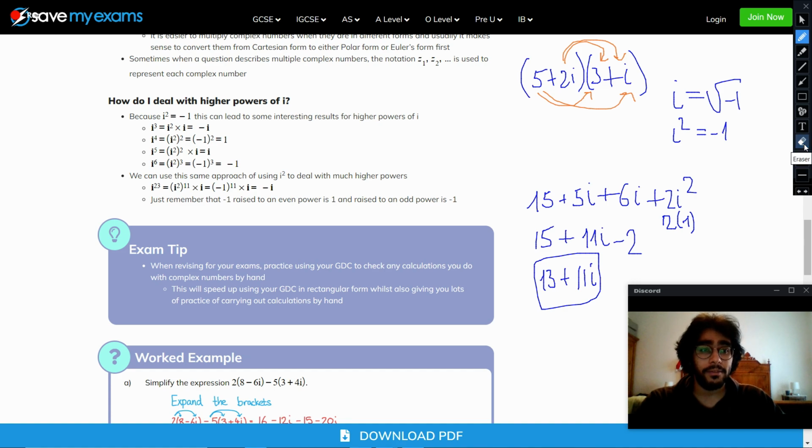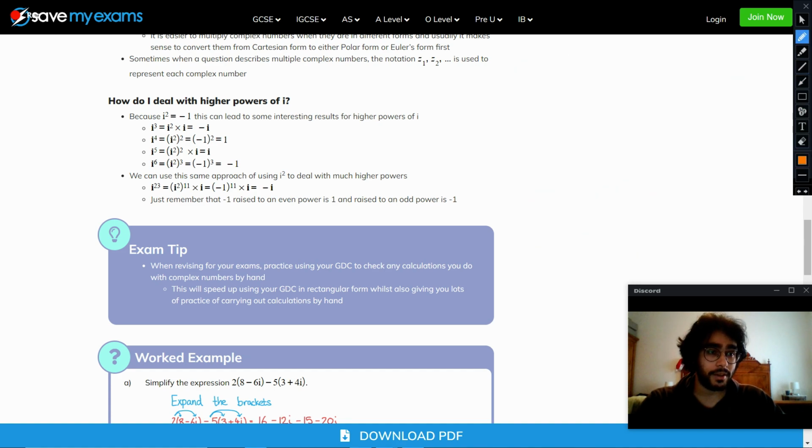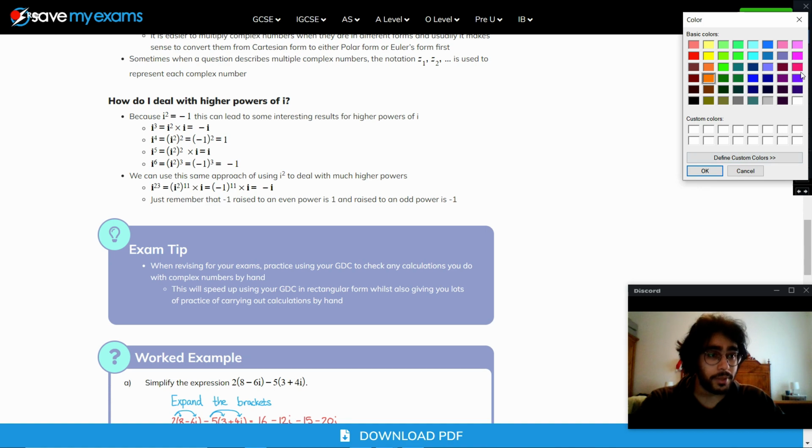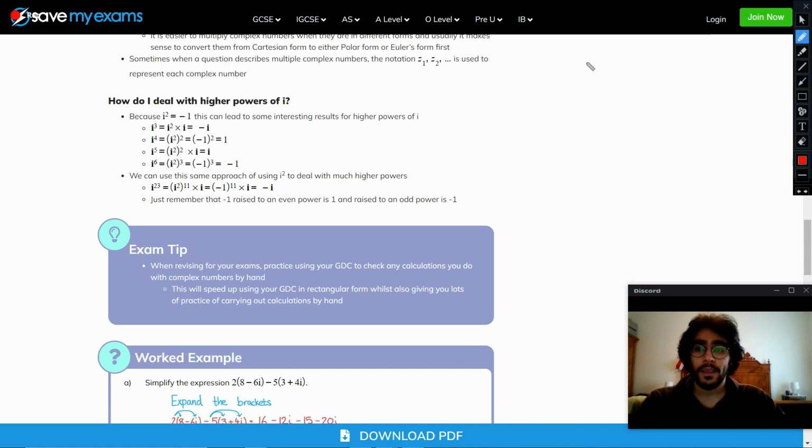Let's say we have maybe a better color. I always use orange for some reason. Let's say red. Okay, so i equals i to the power of 1 equals i. We know that i to the power of 2 equals -1. We know that as well. But i to the power 3? Well, it is just i squared times another i, right? So -1 times i will be -i.